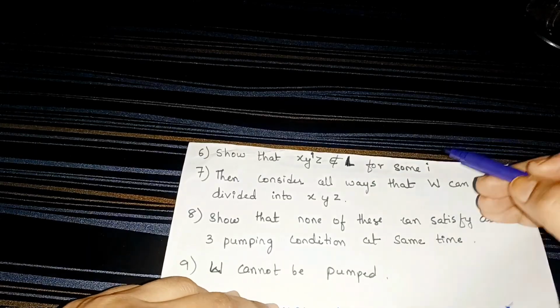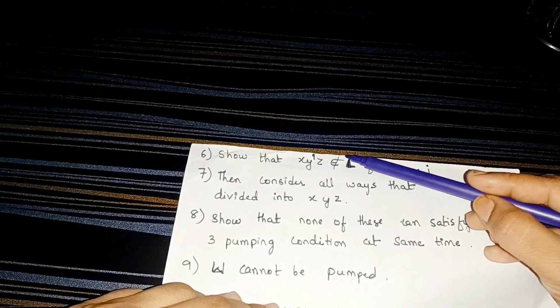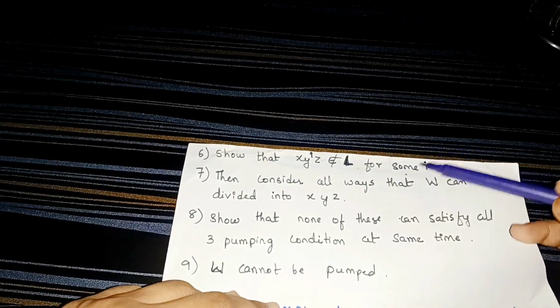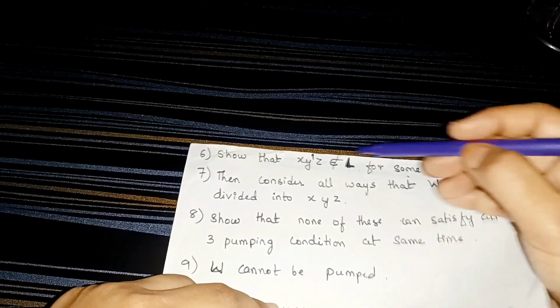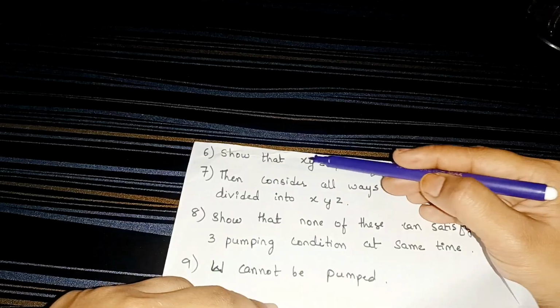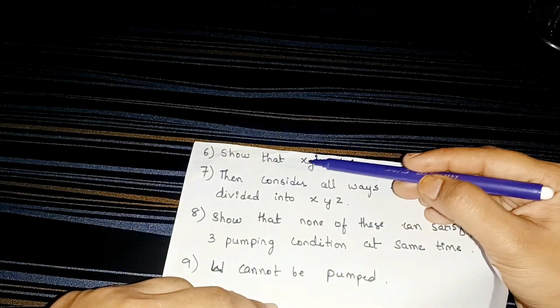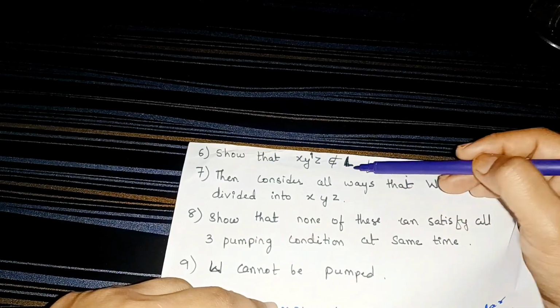The next step is to show that X Y raised to power i Z will not belong to the language for some i. It is saying that it need not fail for all integer values. For some integer value, for the string we have chosen, when we show X Y raised to power i Z, it should not belong to the language.